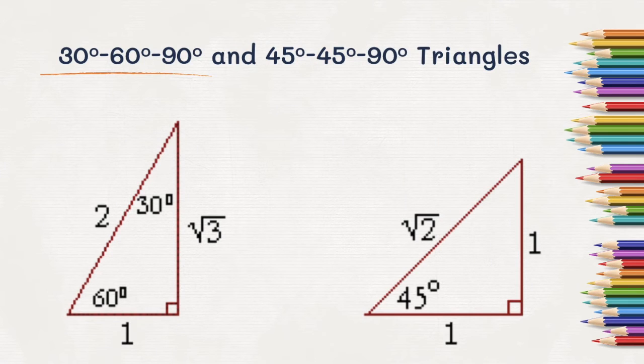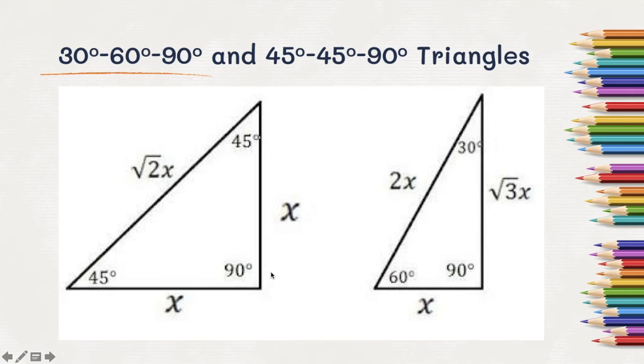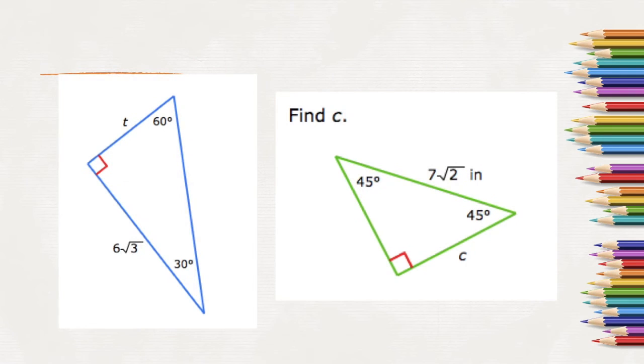All right, so here's the 30, 60, 90 and the 45, 45, 90 triangle. This is like the basic one. So it's the 1, 2, root 3 or the 1, 1, root 2 triangles. And once again, if you multiply it by anything, you can make it larger or smaller and it'll stay the same. All right, let's practice.